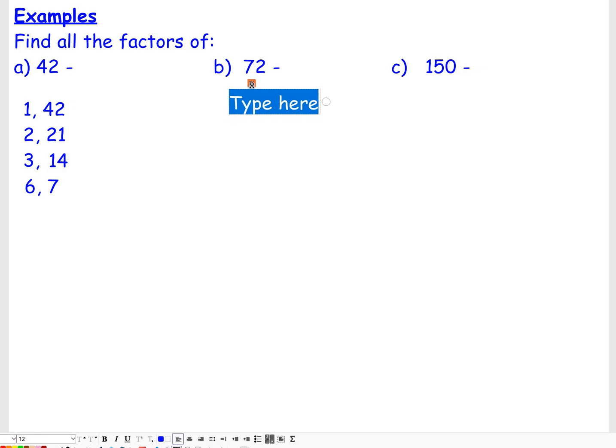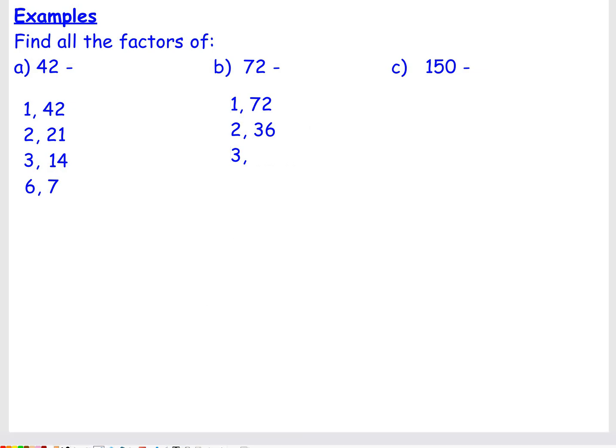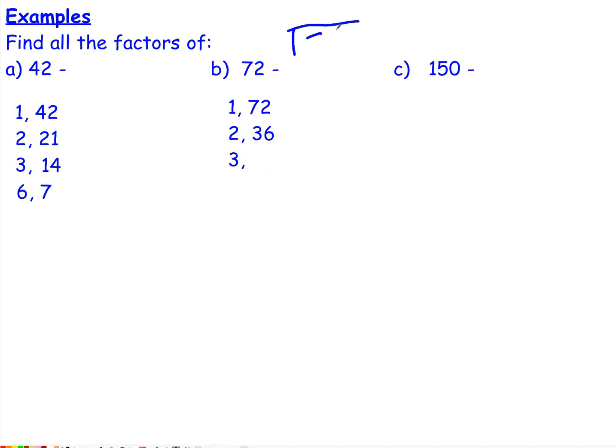So next, if we look at 72, the first pairing is 1 and 72. The next pairing, again, 72 is an even number, so we can divide it by 2. How many 2's are in 72? There are 36. Can we divide it by 3? Well, 7 add 2 is 9, so 9 is in the 3 times table, so yes, we can divide it by 3.